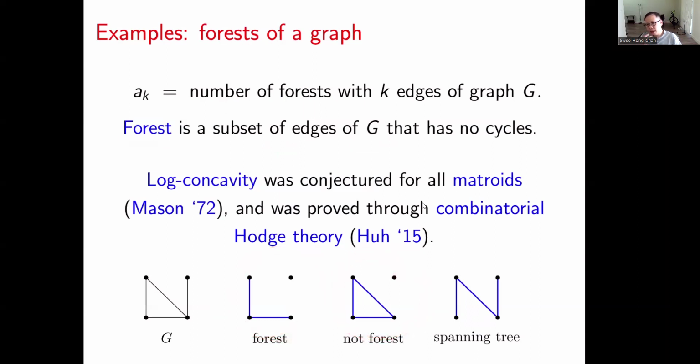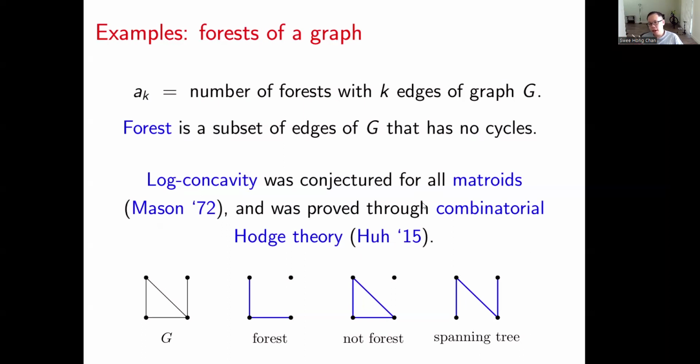Okay? And unlike the previous example, where it's very easy to prove that the sequence is log concave, proving the log concavity of this forest sequence turns out to be a very hard problem. It was first conjectured by Mason in 1972, which is why it's known as Mason's conjecture. And it took around 40 to 50 years before it was finally solved by June Huh in 2015, by using this very beautiful idea, which is to take tools from algebraic geometry and convert them to something that can apply to discrete mathematics, that can apply to combinatorics.